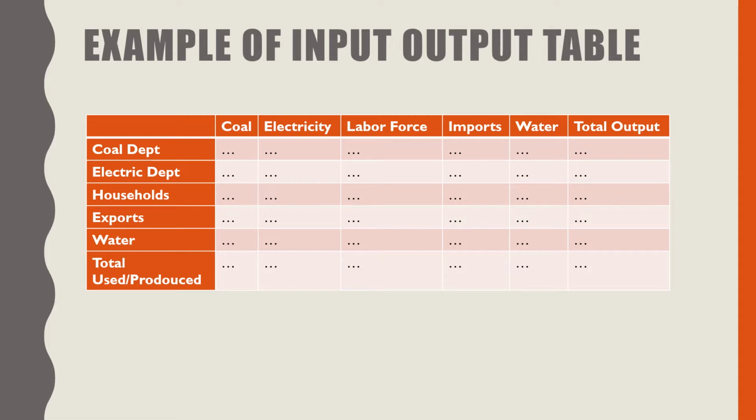Likewise, you have this exports column, which indicates how much of that coal is exported, how much electricity is exported, like from Canada to the United States. Labor force could be interpreted as migration. And when exports intersect imports over here, that's your trade balance. That's your trade balance.